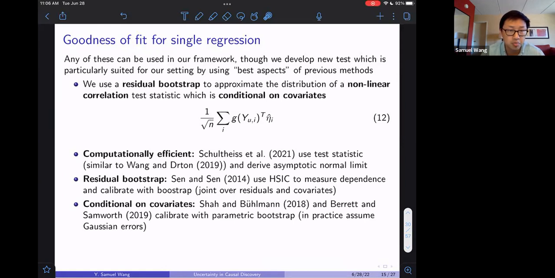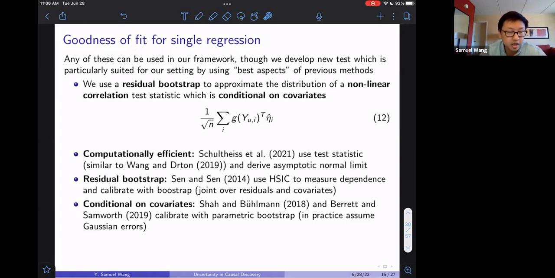Schultheis et al. calibrate their test by deriving a limiting normal distribution. In contrast, we hope to get better finite sample results by using a residual bootstrap. In some ways, this is similar to work by Sen and Sen 2014, who use a very powerful but computationally expensive Hilbert-Schmidt independence criterion as their test statistic.